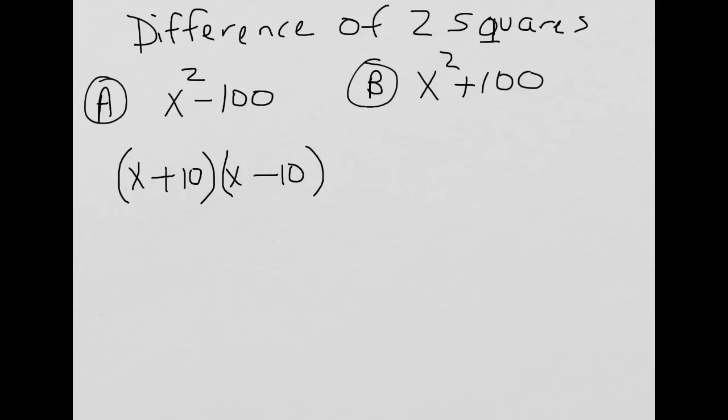Okay, let's do the next one. Is x squared a perfect square? Yes, it is. Is 100 a perfect square? Yes, it is. Is it subtraction? No, it's not. So we can't factor it. It's factored as far as it can go.